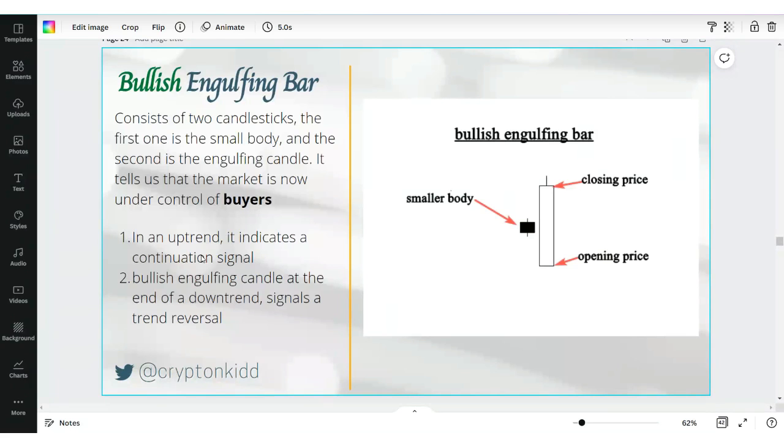When you find this candle pattern at the end of a downtrend, it means that there's about to be a reversal of that direction. It means the market is about to reverse and go in an opposite direction. All right, guys, that's about it.